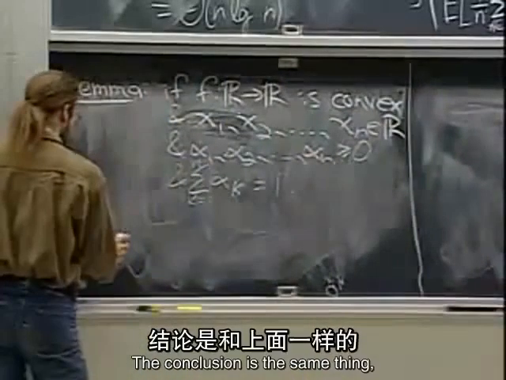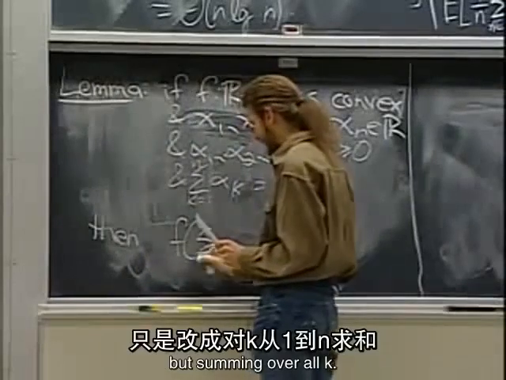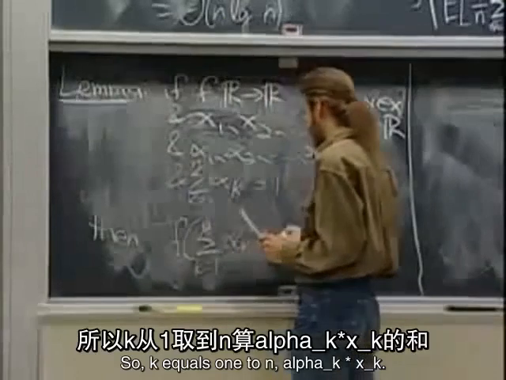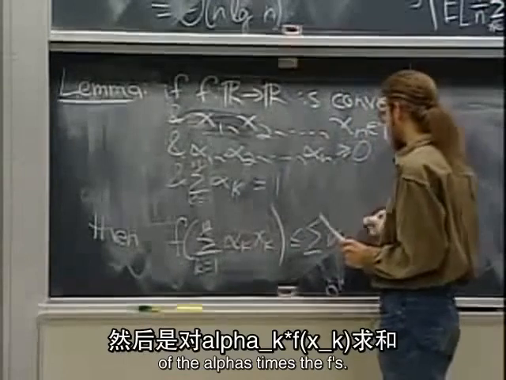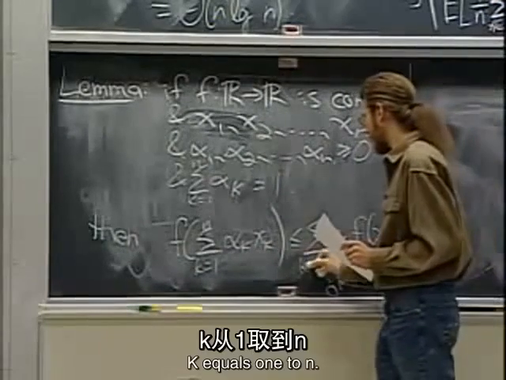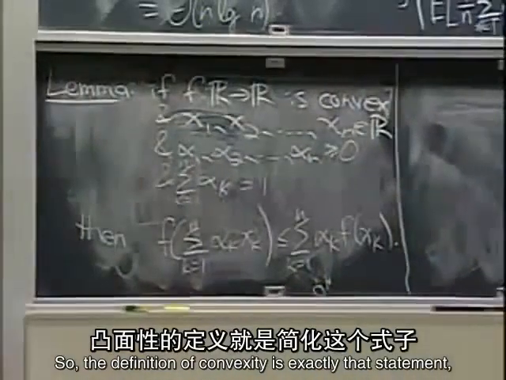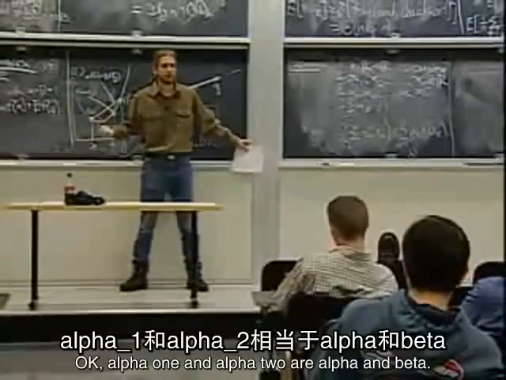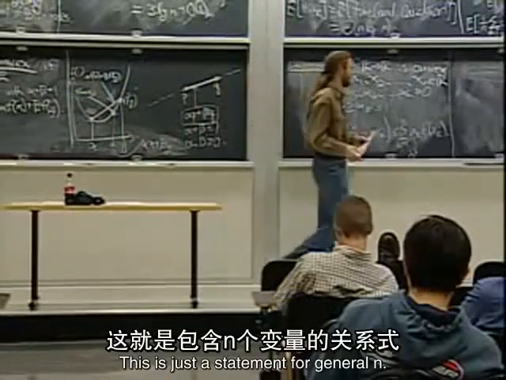The conclusion is the same thing but summing over all k. So k equals 1 to n, alpha k x k. Take f of that, versus taking the sum of the alphas times the f's, k equals 1 to n. So the definition of convexity is exactly that statement, but where n equals 2. Alpha 1 and alpha 2 are alpha and beta. This is just a statement for general n.